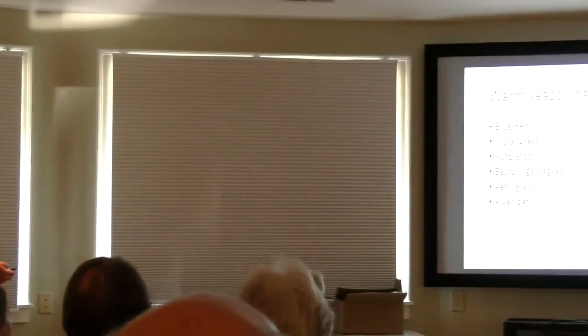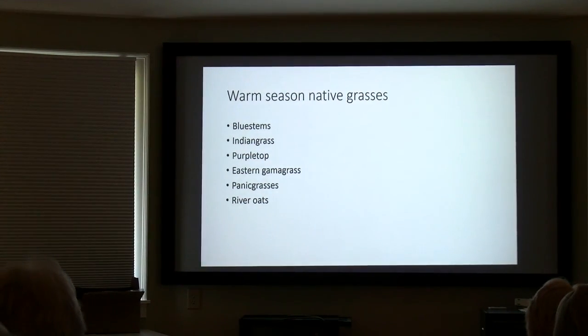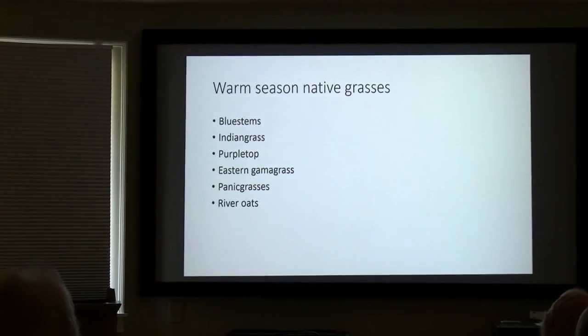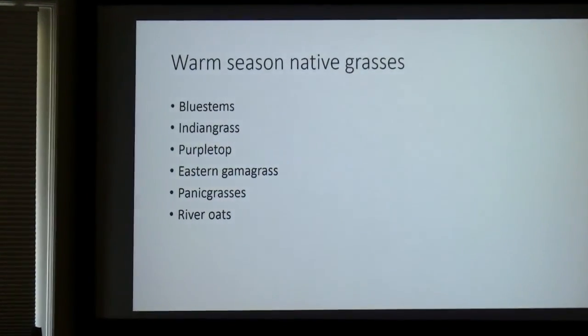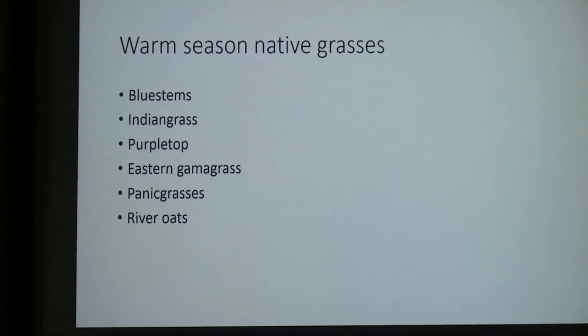So we'll look at each of these, and then in the warm season native grasses, we'll look at the bluestems. We've got a lot of bluestems. Indian grass, purple top, eastern gamma grass, panic grasses, and then there are some river oats type species.